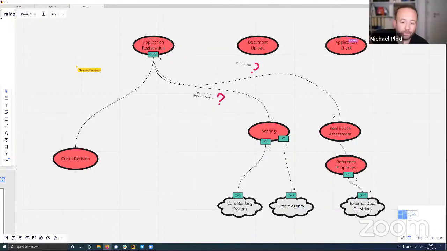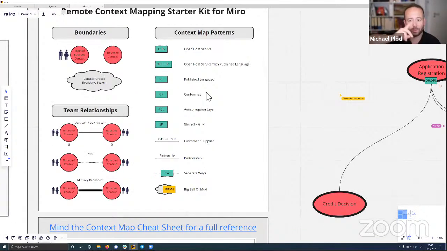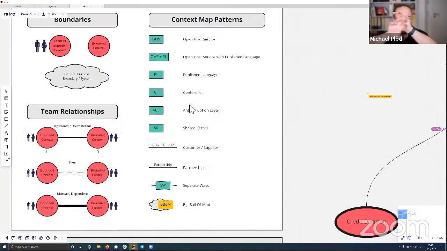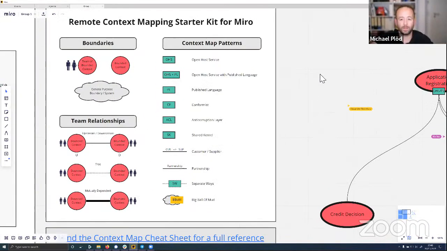That's a very good question. So first of all, I would start with the team relationship. I would say the context map knows 3 different kinds of team relationships. One is mutually dependent. That's a bidirectional influence between 2 teams. Actions of one team have an influence on the other, and it's the other way around as well. So they are very tightly coupled.